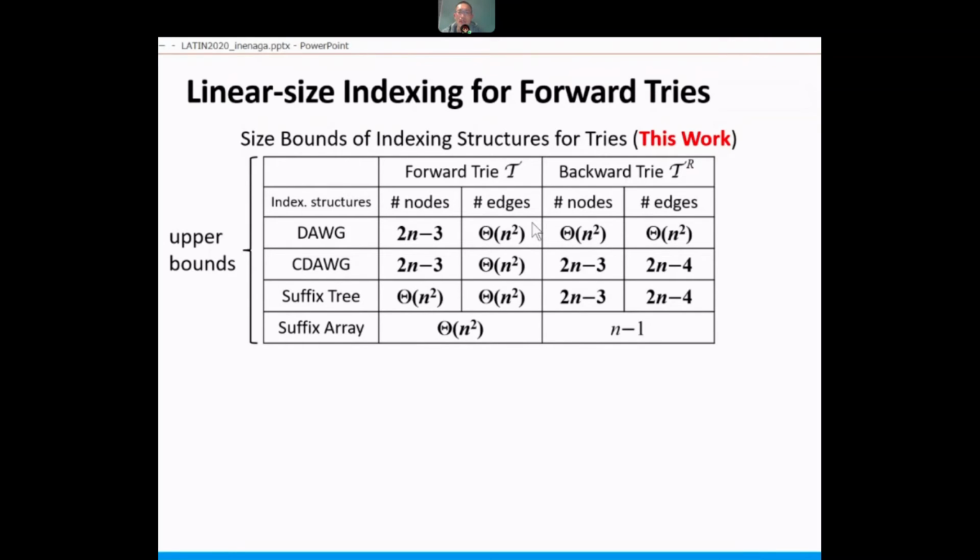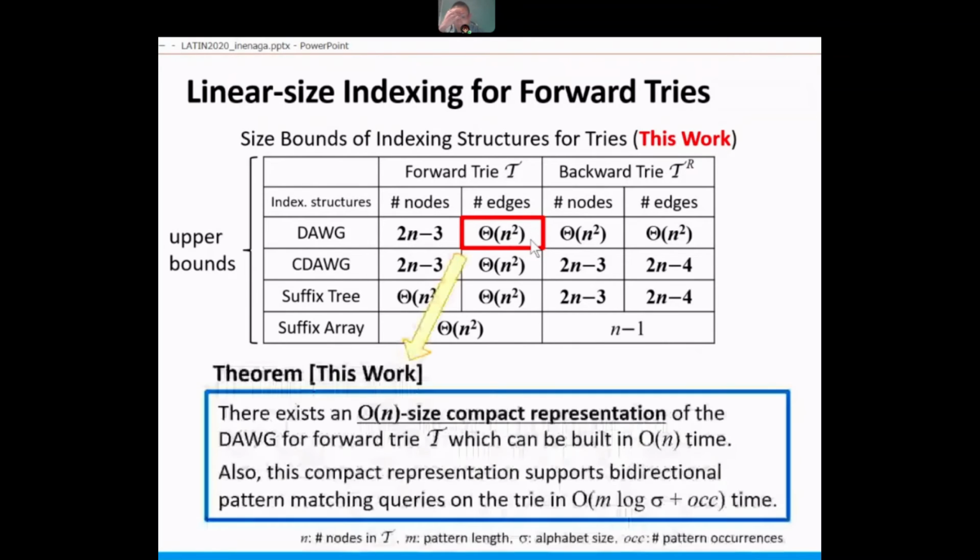But when we read a trie, we usually want to read from the root to the leaf direction. So I was wondering if it's possible to get any linear space data structure for the forward trie. I found out that although the DAWG for the forward trie contains a quadratic number of edges, there actually exists a linear size compact representation of the DAWG for the forward trie, which can be built in linear time, where n is the number of nodes in the trie. Moreover, this compact representation supports bidirectional pattern matching queries on the trie in m log sigma plus occ time, where m is the pattern length, sigma is the alphabet size, and occ is the number of pattern occurrences in the trie.